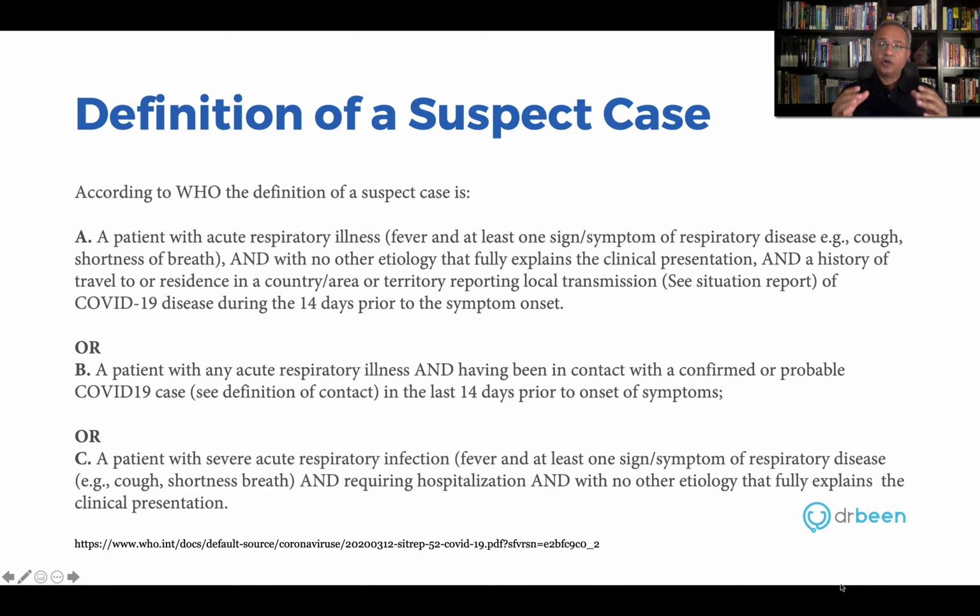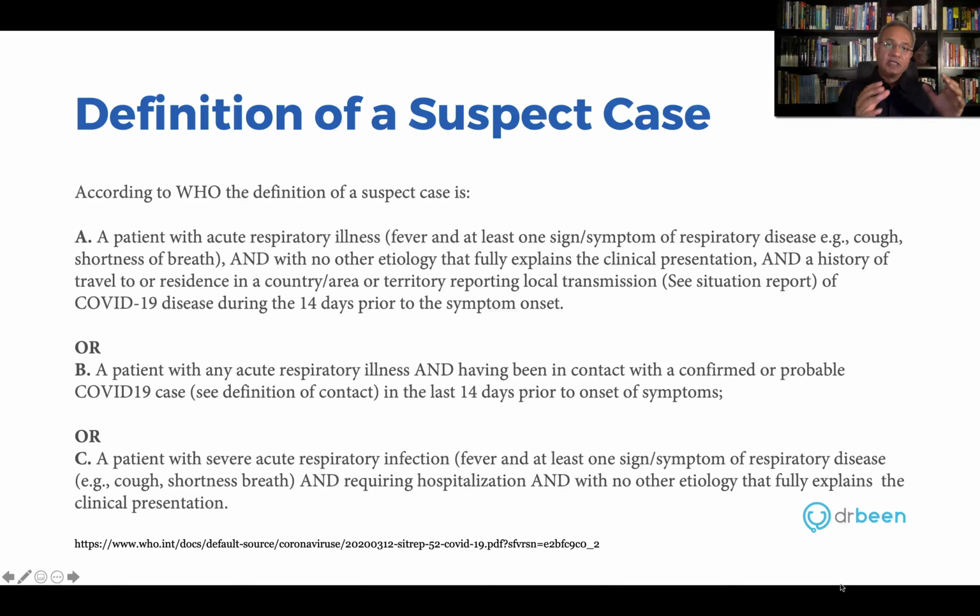So the suspected case, according to WHO, the basic idea is very simple. With COVID-19, the primary symptom is fever with dry cough. That is a primary and important thing. Shortness of breath can be next. So a suspected case is when you have a patient who has a respiratory illness, for example, they have fever and at least some signs and symptoms of respiratory issues, for example cough, sneeze, shortness of breath, and no other etiology, no other cause, can explain this clinical presentation. And a history of travel or residence in an area where there is this disease.